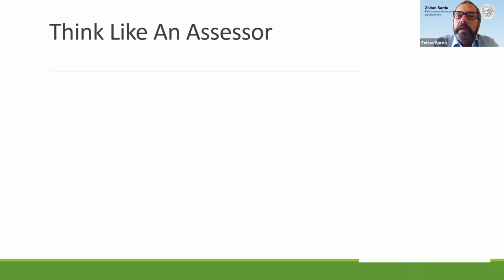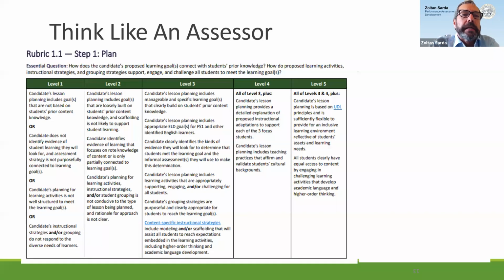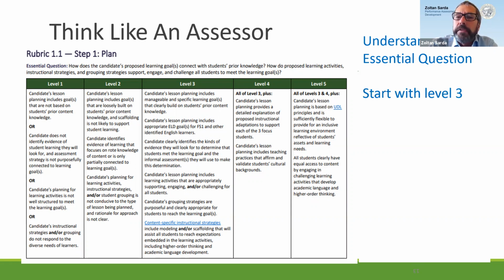So just a quick review. Here's how an assessor takes this. We've got the rubric with the essential question, and it takes some work to understand what that essential question is asking. The second piece is starting with level 3. So this is what an assessor does.